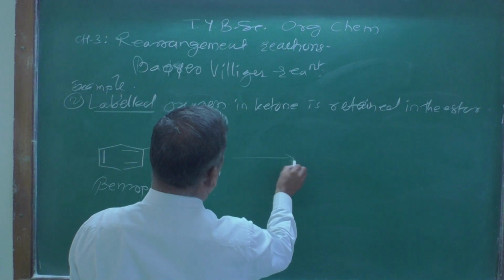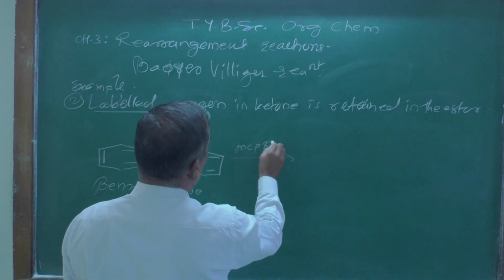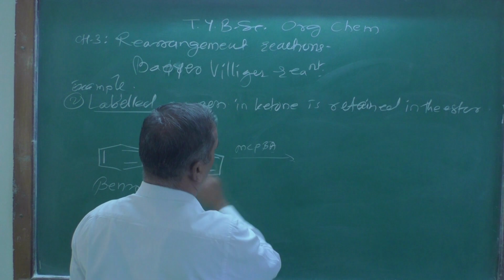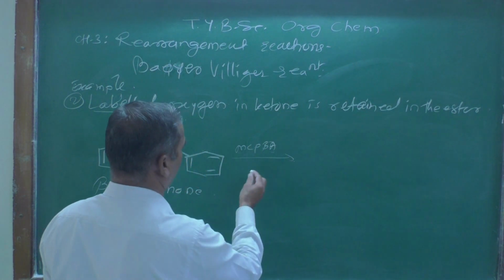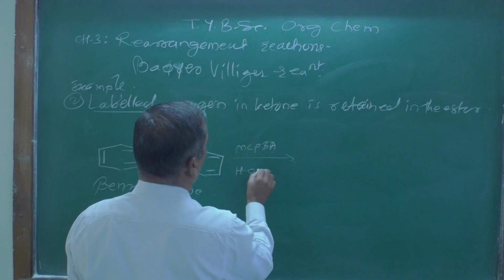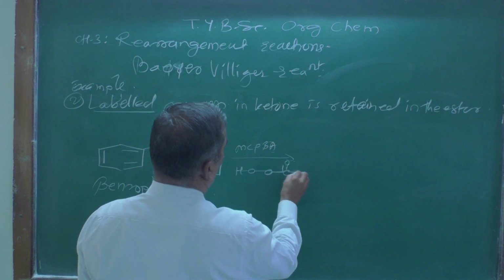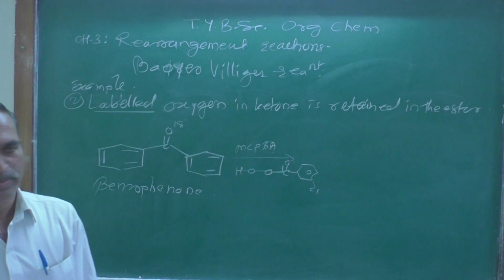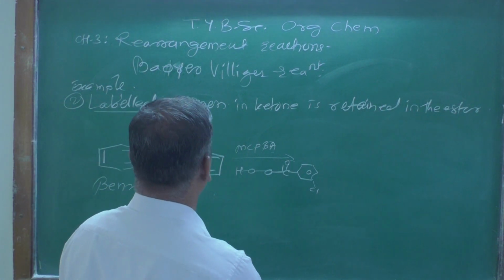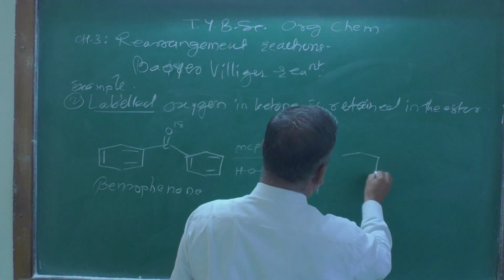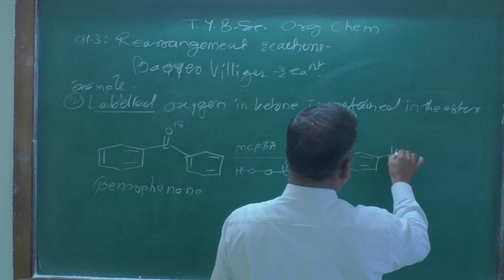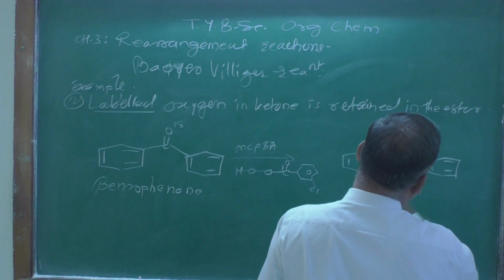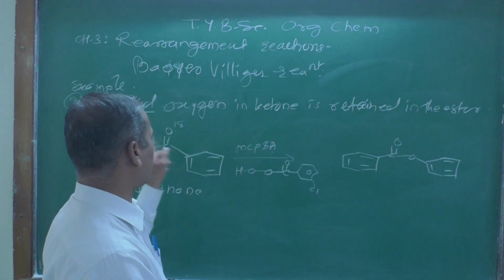Now when it is treated with metachloroperbenzoic acid, let us see. As we know, the structure of metachloroperbenzoic acid is like this: H, then O, then C double bond O. This is the structure of metachloroperbenzoic acid. The product that is going to form is this one: C double bond O, then O, and you get this type of compound. So simple, only an oxygen atom is inserted, in the form of an ester group.